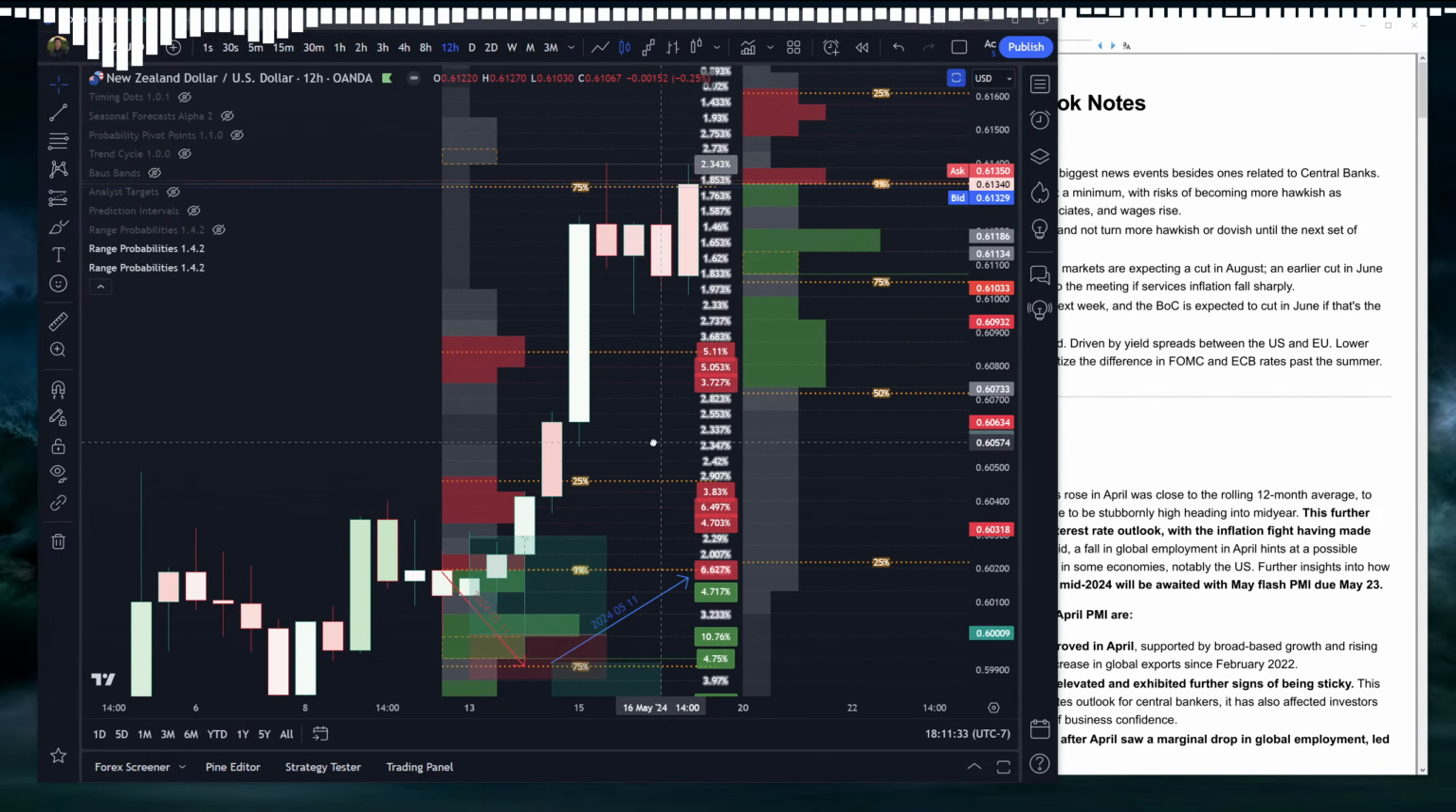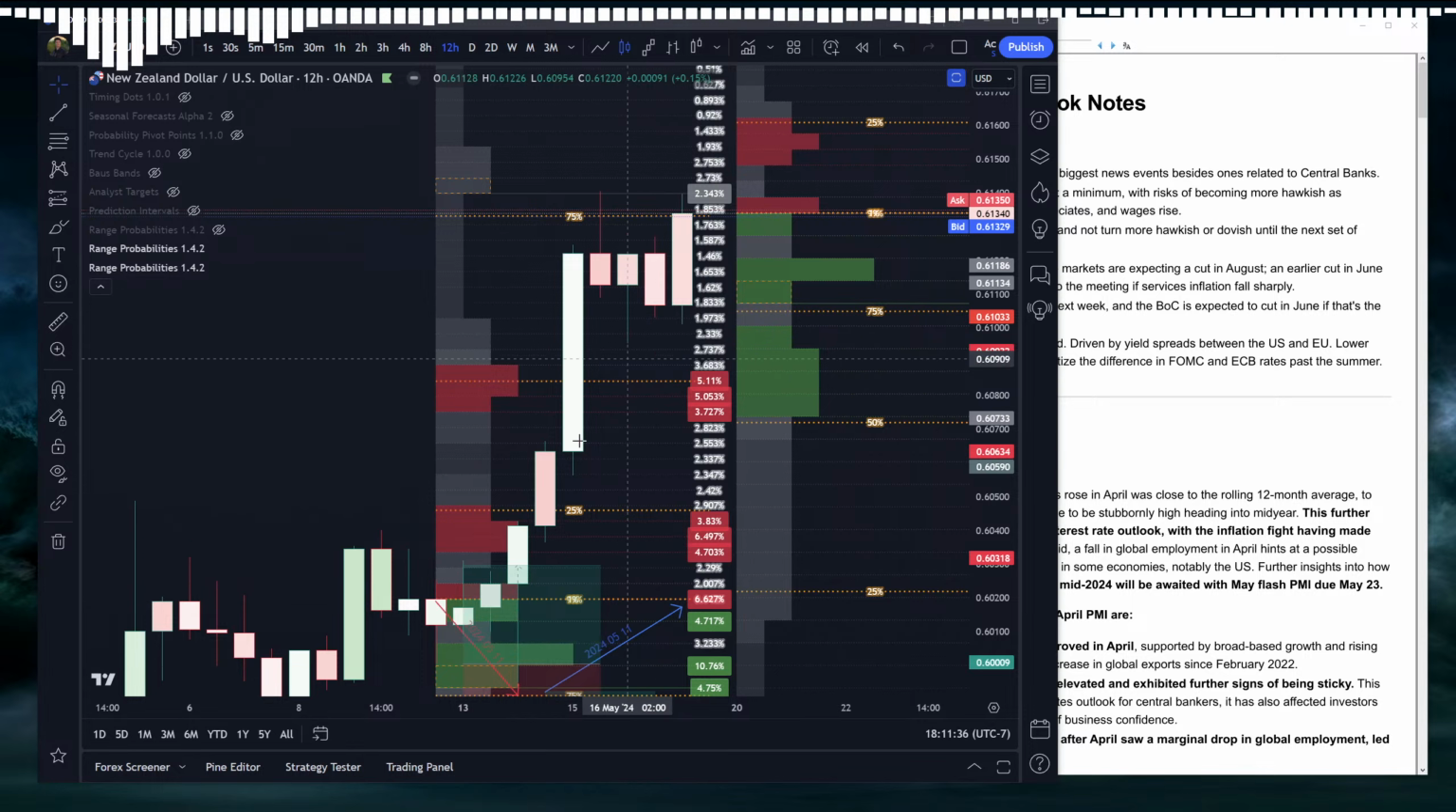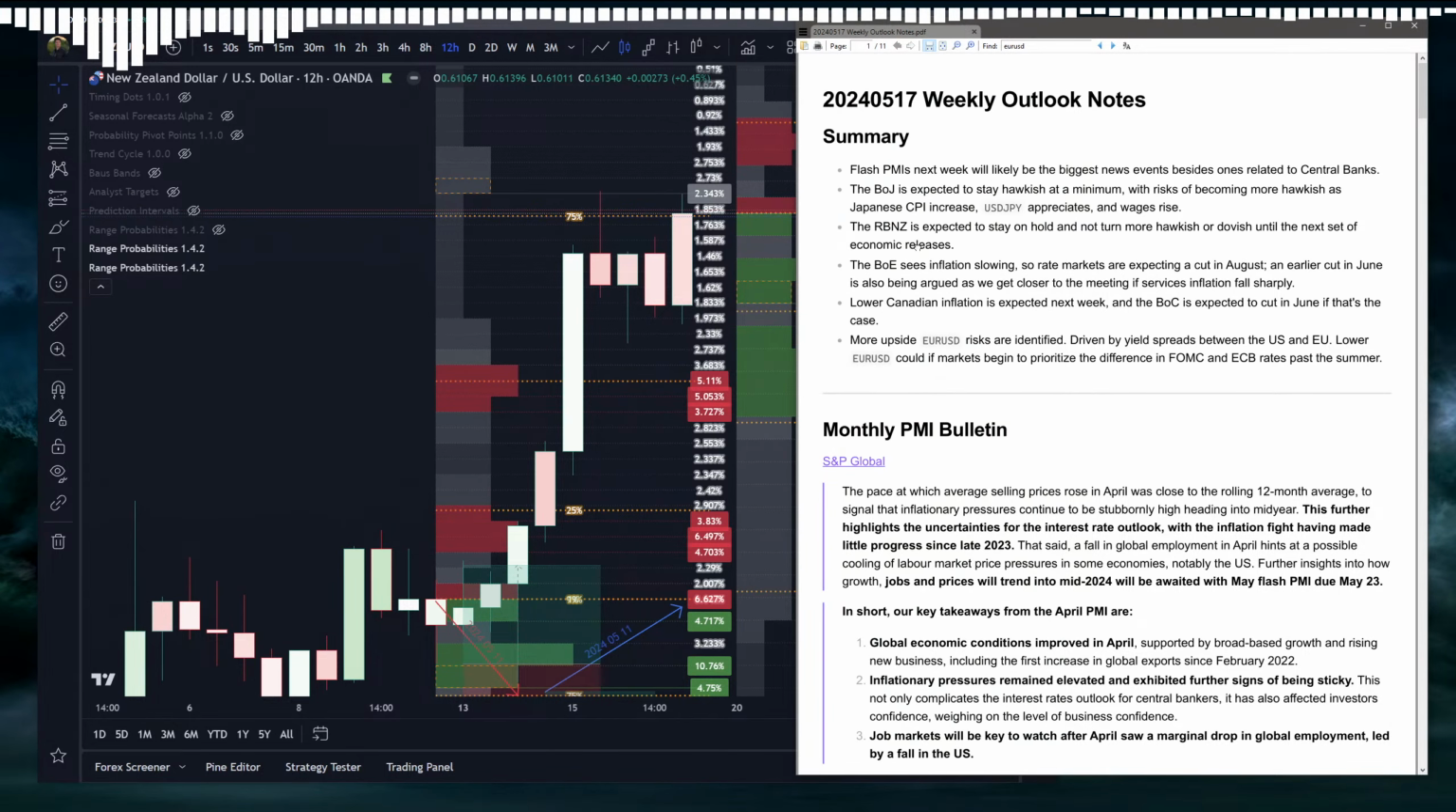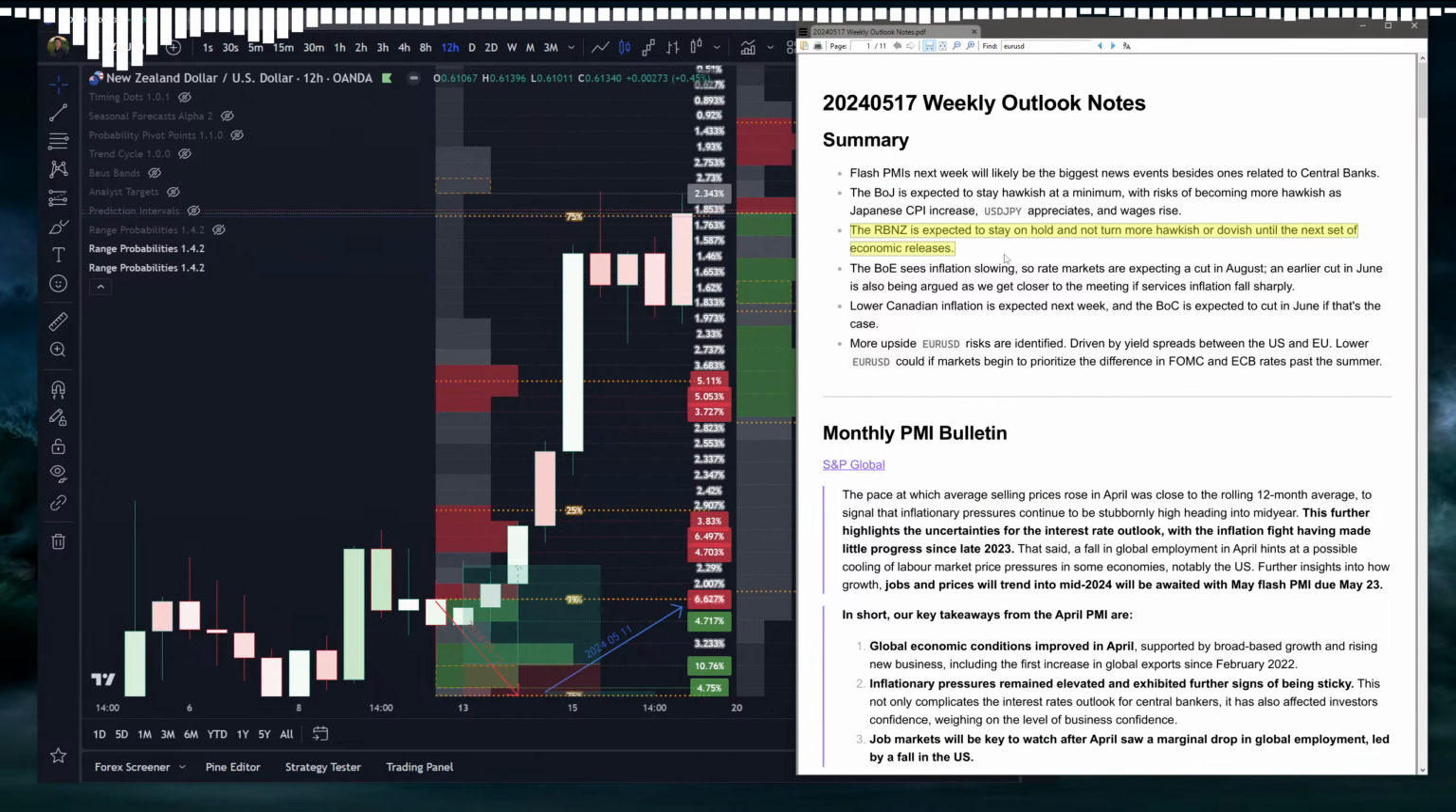The yield spreads aren't so positive going into this week. There's actually quite a bit of RBNZ stuff we can check out. The RBNZ is expected to stay on hold, but not turn more hawkish or dovish until the next set of economic releases. So it'll be interesting to see if we get any commentary from members of the RBNZ, either getting more hawkish or more dovish. But again, I'm just going to be repeating myself here. We have to wait till the next set of economic releases, probably until they start changing their tone more significantly.